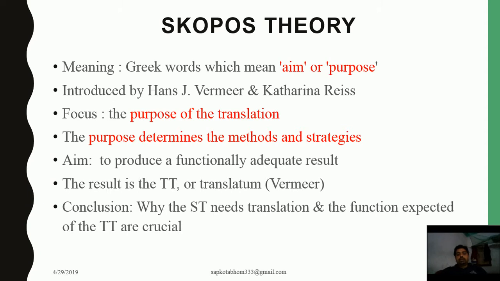The result is the target text, or translatum. This term is used by Vermeer. So the result is the major concern. In conclusion, why the source text needs translation and the function expected of the target text are crucial. Yes, most important is this. Why the source text needs translation means the reason behind the translation. And the functions expected of the target text, the target audiences, are crucial things in the Skopos theory. These all are the major concerns.